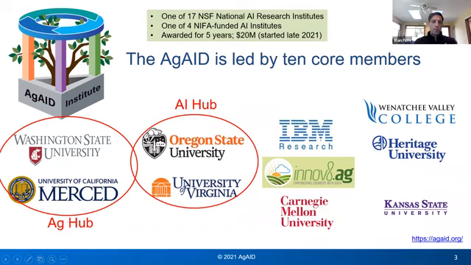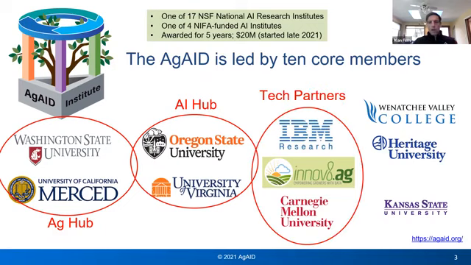The AI Hub is composed mainly of two universities, us, Oregon State, and the University of Virginia. We're working on different aspects of AI, but we cover most of AI topics between the two institutions. Then we also have some tech partners, IBM and Innovate Ag, which is a Washington company right now, and Carnegie Mellon. We've got a small effort there in robotics, along with our own robotics team.